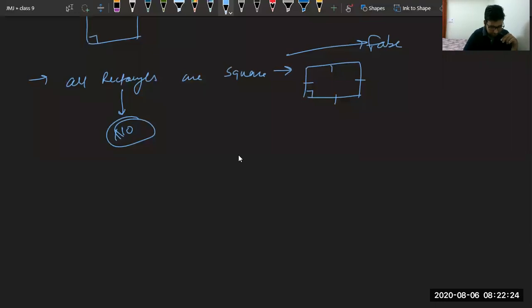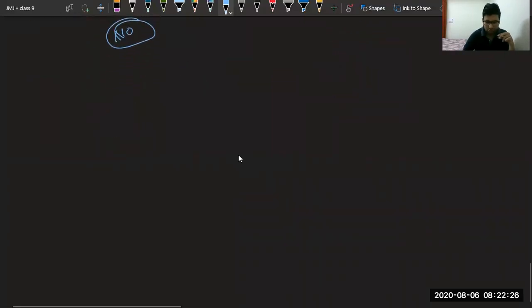Let's go with the theorems now. Theorems we have already seen in the properties, but still I will tell you. You will prove them on your own. I will not prove them for you. Theorem 8.1, the first theorem: a diagonal of a parallelogram divides it into two congruent triangles. Can all of you prove this on your own?